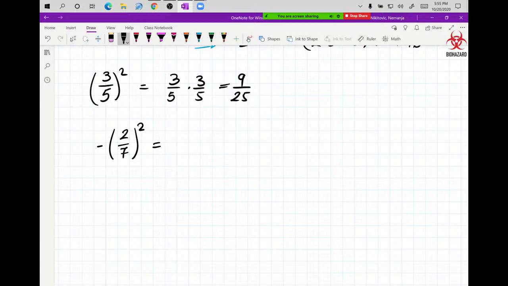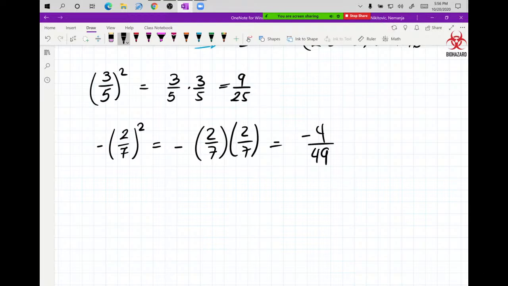What do you think? How many negative signs do we have when we write this down? When we write it out? One. Very good. So we copy the negative, and then we have just 2/7 times 2/7, which is negative 4 over 49. So we only have one negative because it was not included in the parenthesis.